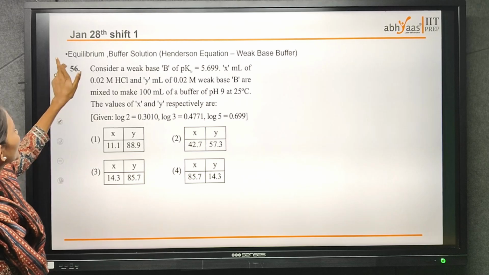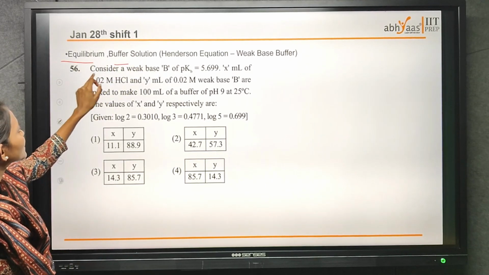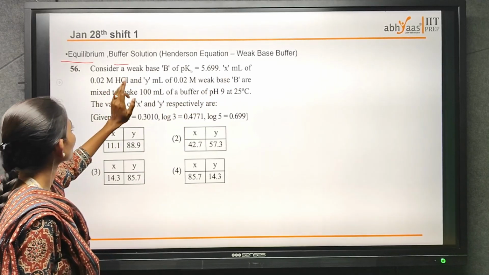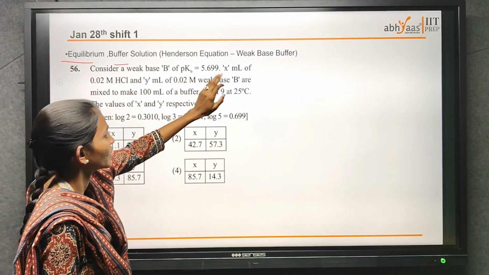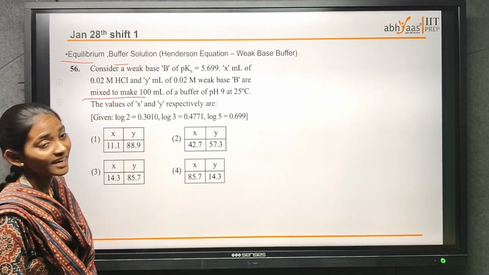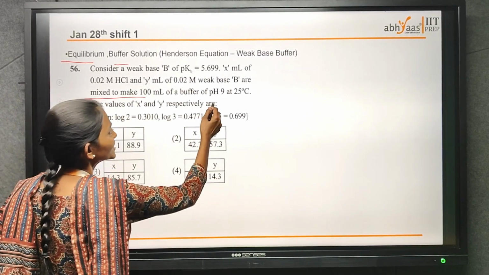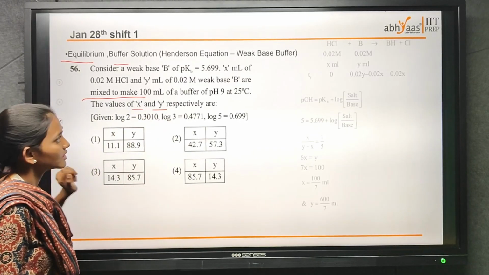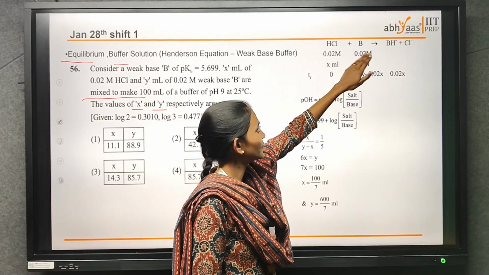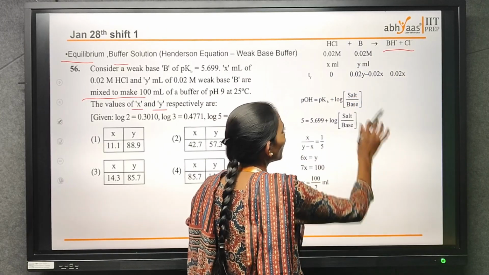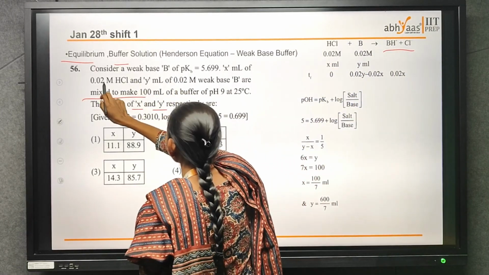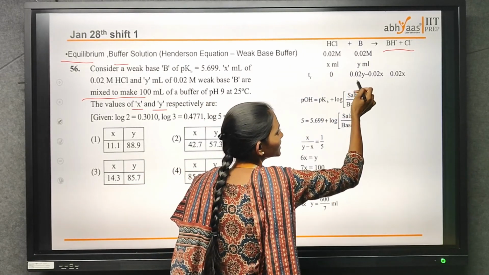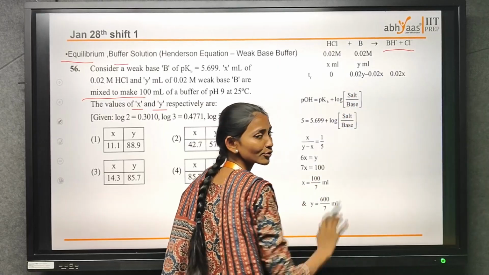This question was asked from equilibrium and also buffer solutions. Consider a weak base B of pKb equal to the given value, and x mL of 0.02 M HCl and y mL of 0.02 M weak base B are mixed to make 100 mL of buffer of pH 9 at 25 degrees Celsius. The values of x and y respectively are asked. The reaction is HCl plus B gives BH plus and Cl minus. Initially we have 0.02x and 0.02y; at final HCl is 0 and B is 0.02y minus 0.02x, right?